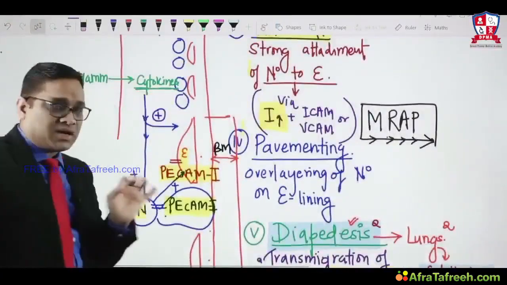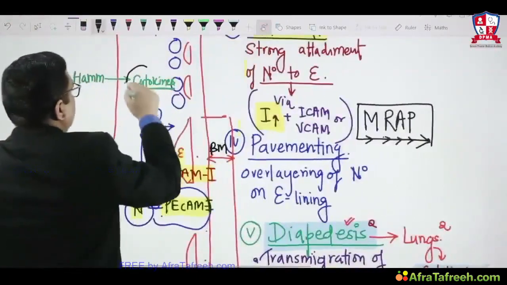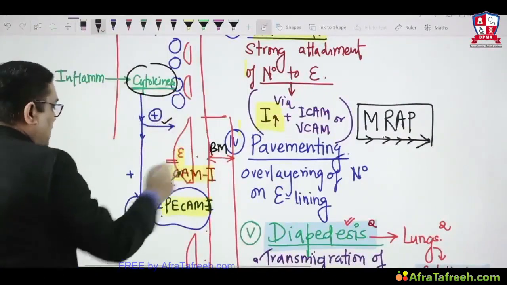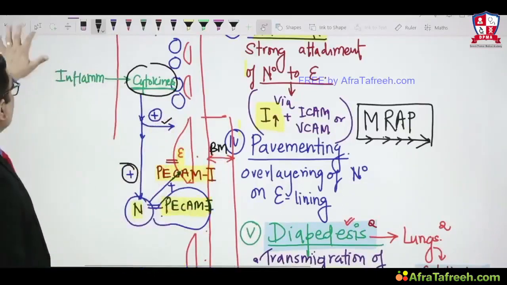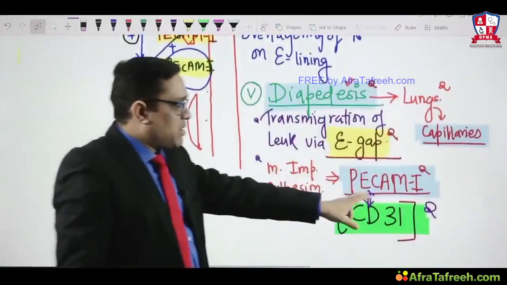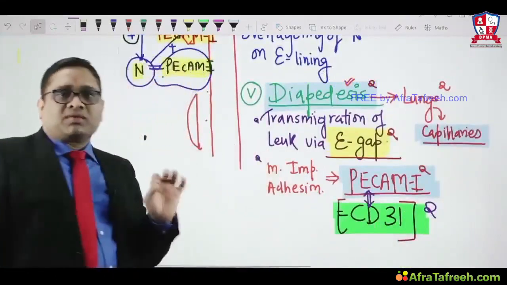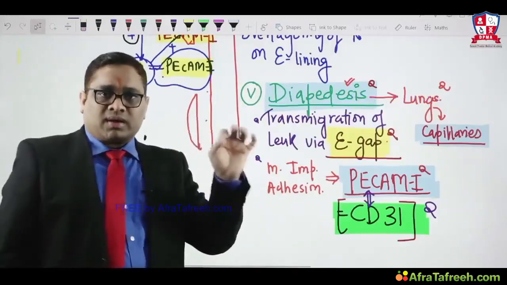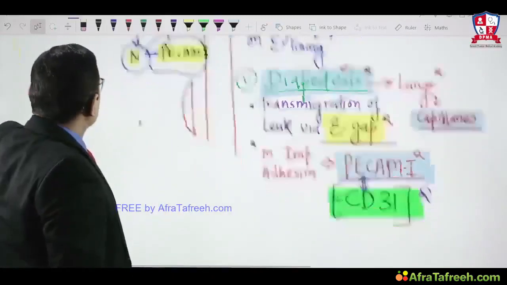And who will express this adhesion molecule? Cytokine. If you remember what I have said, during inflammation cytokine will be produced. Cytokine will induce PCAM1 on endothelium, and cytokine will induce PCAM1 on neutrophil also. So both will be because of cytokine. PCAM1 is not going to activate neutrophil or endothelium. It is cytokine that is activating neutrophil and endothelium for diapedesis. So this is the diapedesis.